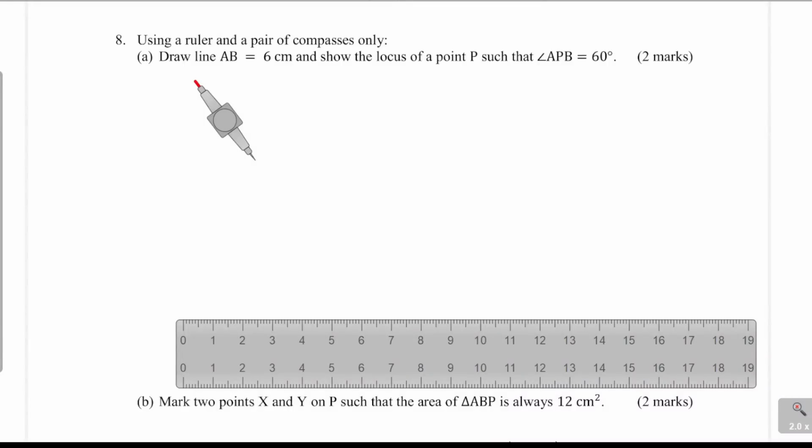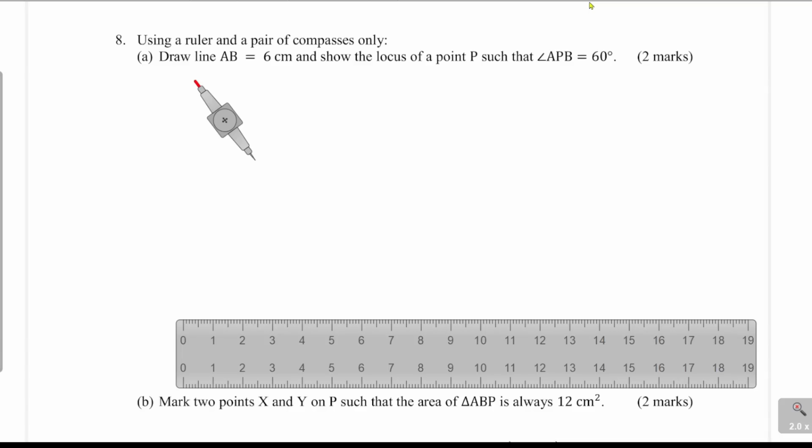Using a ruler and a pair of compasses only, part A, draw a line AB equal to 6 centimeters and show the locus of a point P such that angle APB is equal to 60 degrees, 2 marks. Then part B, mark 2 points X and Y on the locus of P such that the area of triangle ABP is always 12 square centimeters.